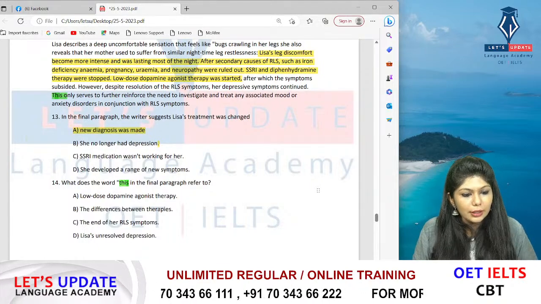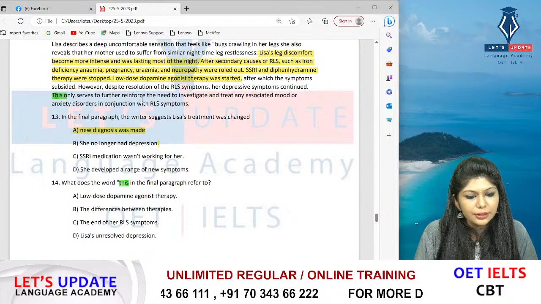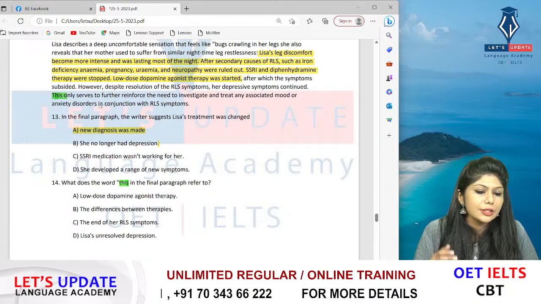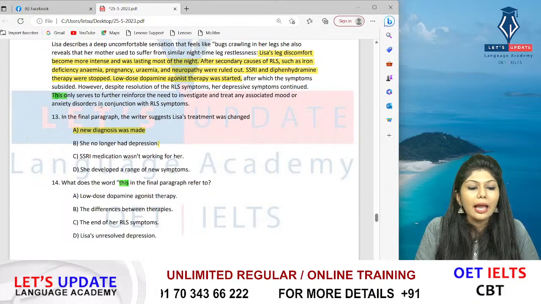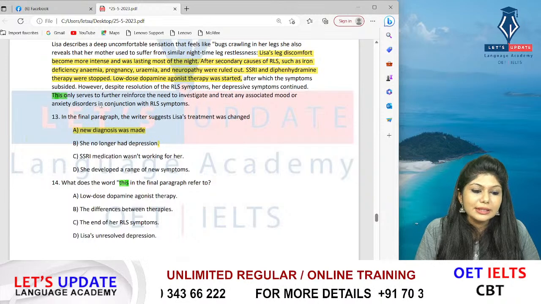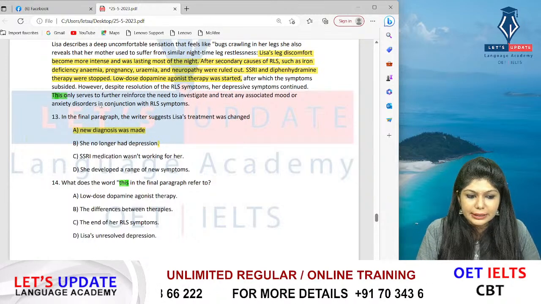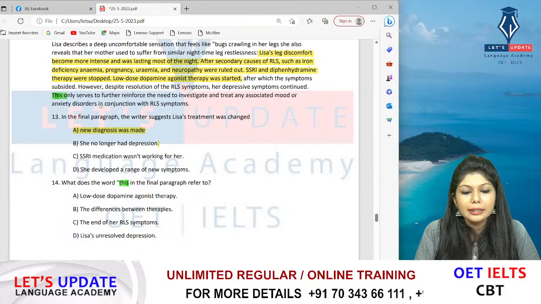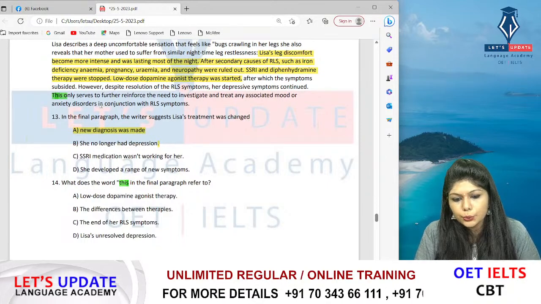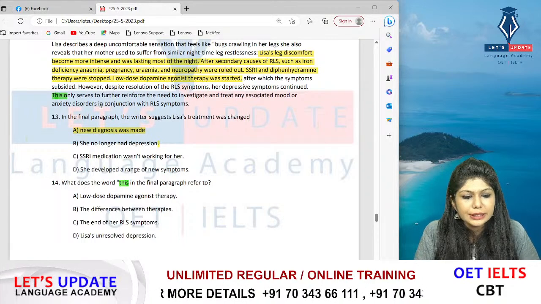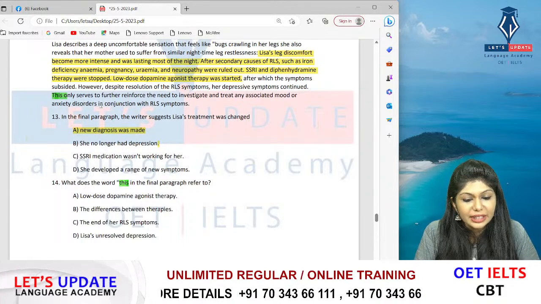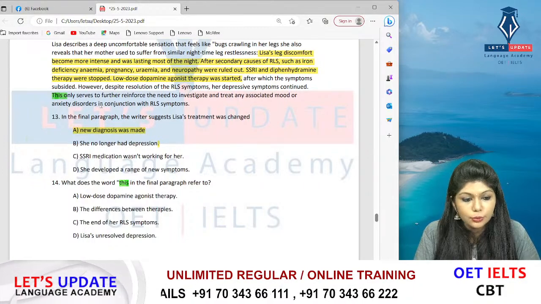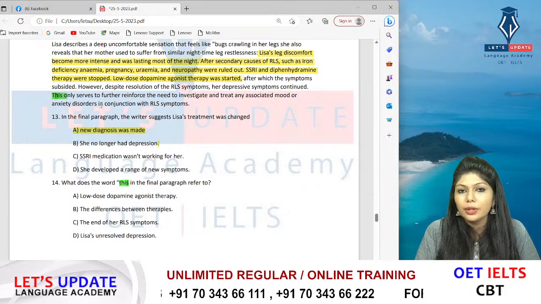Look at this word. "This only serves to further reinforce the need to investigate and treat any associated mood or anxiety disorders in conjunction with RLS symptoms." That is the sentence. And what does the word "this" refer to? You have to read the previous sentence: "However, despite resolution of the RLS symptoms, depressive symptoms continued." That is what they are trying to say.